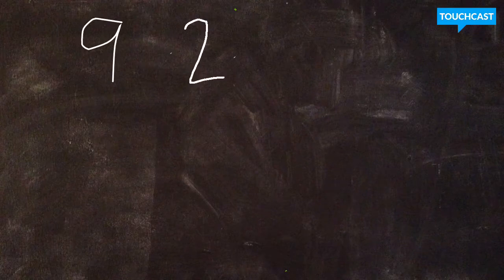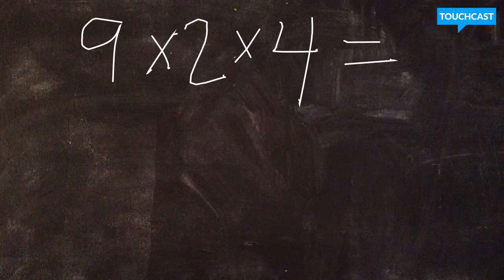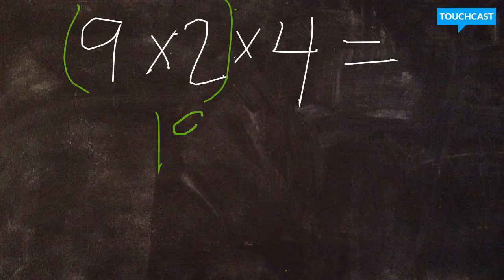Here is example number 1. So let's say I have the factors of 9, 2, and 4, and I am going to multiply them together to find my product. For this example, I am going to associate and group numbers 9 and 2 together and multiply them, and 9 times 2 is 18, and then I'm going to take that factor and multiply it to 4.